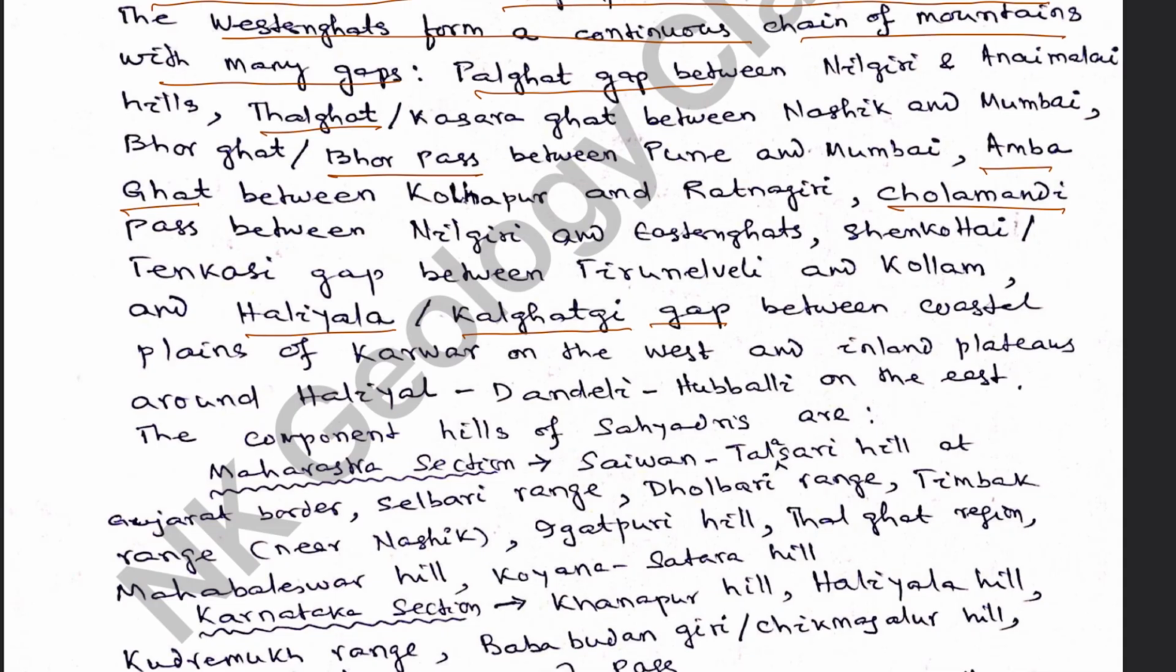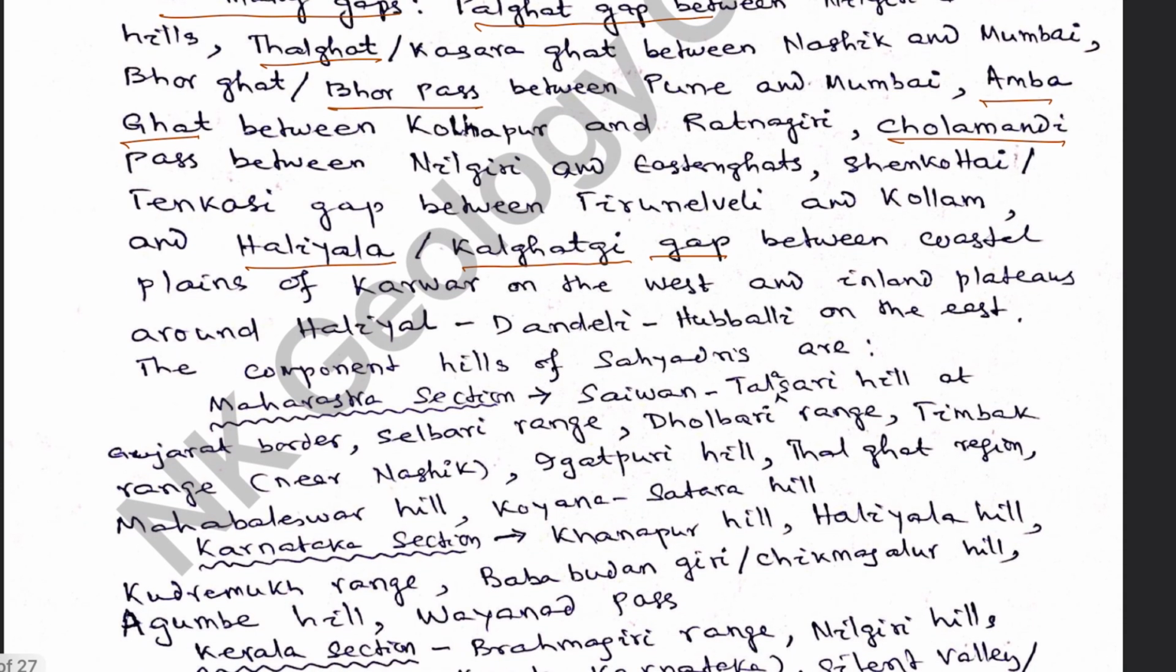And if we take into account the mountains that constitute the Western Ghats, they are Saiwan Talsari Hill at the Gujarat border, Salbari Range, Dholbari Range, Timbok Range. Timbok Range is found in Nasik, and Igatpuri Hill, Thalghat region, Mahabaleshwar Hill, Koyana Satara Hill. They are all found in Maharashtra state. So they are the Western Ghat hill ranges in Maharashtra.